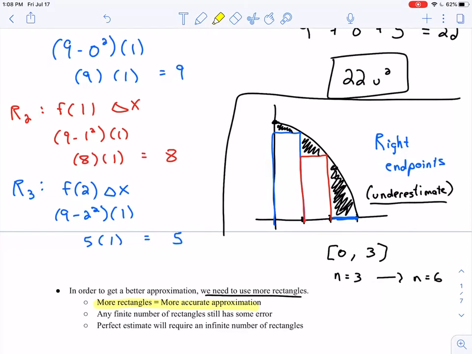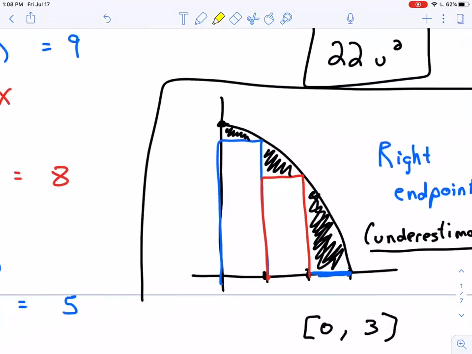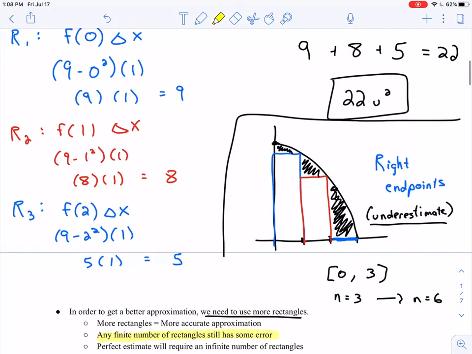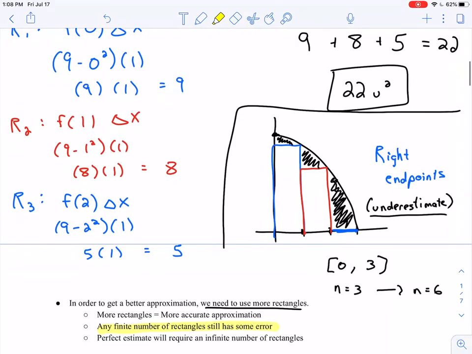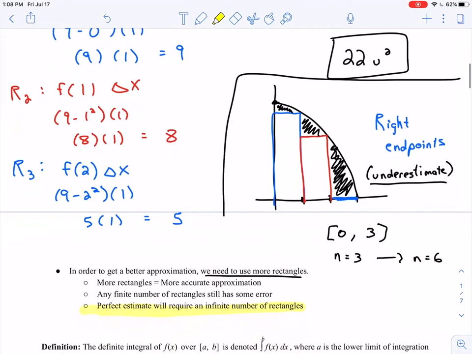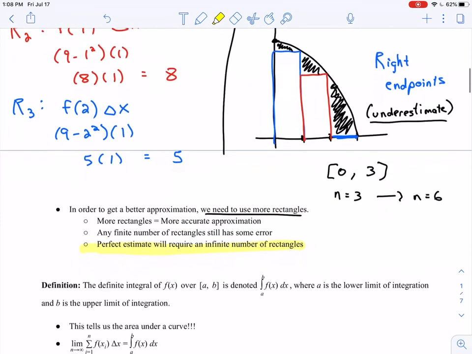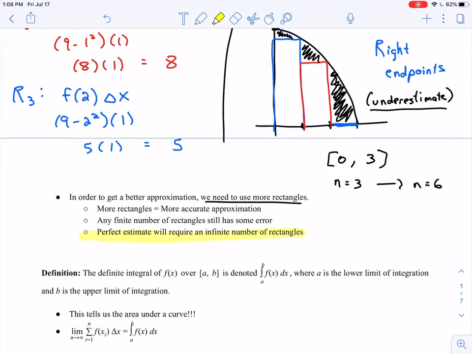The problem here is that any finite number of rectangles will still have some error. This is kind of similar to the endpoints discussion that we had, where even if it looks like it's perfect, you can still zoom in infinitely and get closer and closer, no matter how small you cut up your intervals. You're always going to be able to zoom in and see just a little bit of error. So if any finite number of rectangles gives us some error, then we will need an infinite number of rectangles for a perfect estimate. So here's how I'm going to find the area under the curve, and this is also how we define the definite integral.